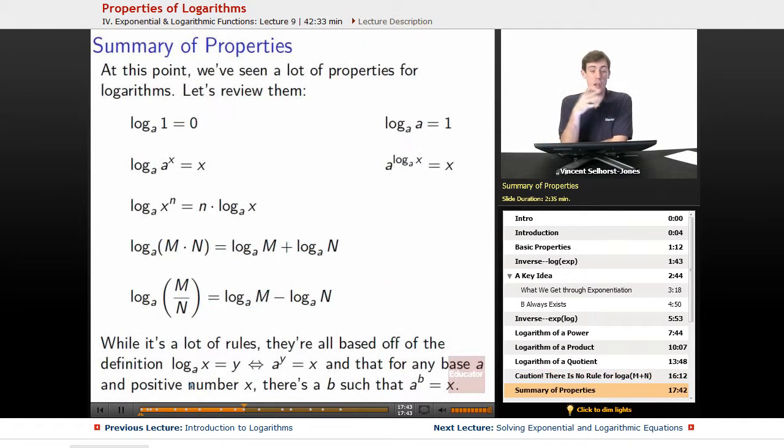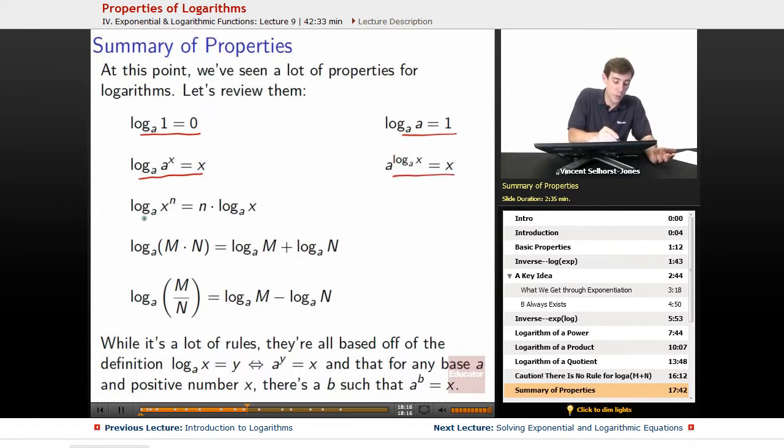At this point, we've seen a lot of properties for logarithms, so let's review them. Our base ones right at the beginning were that log base any a of 1 equals 0, because any a raised to the 0 becomes 1. Then also log base a of a equals 1, because any a raised to the 1 is just a. Then we have our inverse properties: log a of a to the x equals x, so it cancels out when you have a logarithm on exponentiation if they're the same base. And a raised to the log a of x equals x, when we've got exponentiation acting on logarithms, it cancels out if they're the same base.